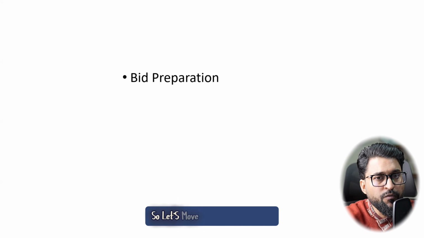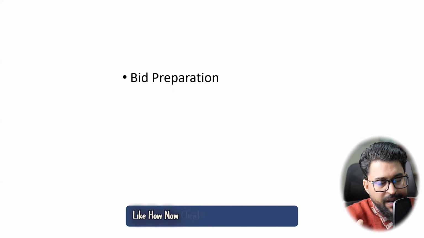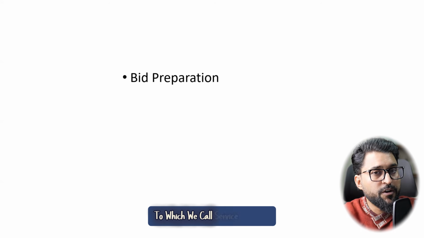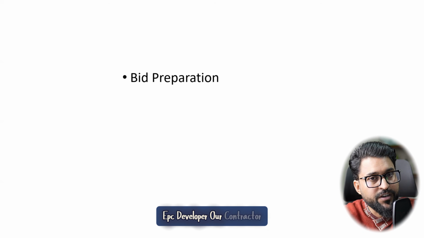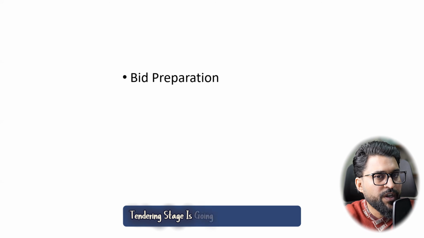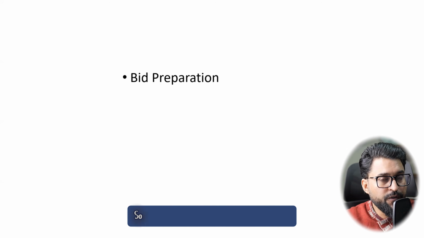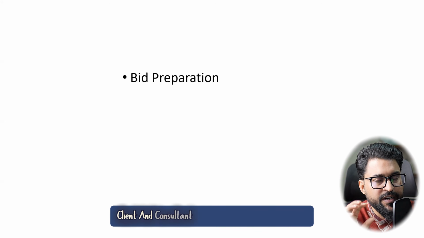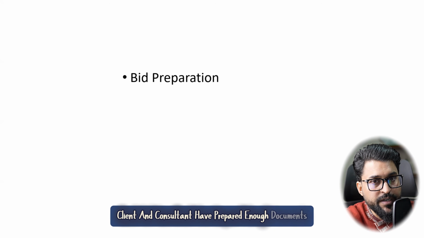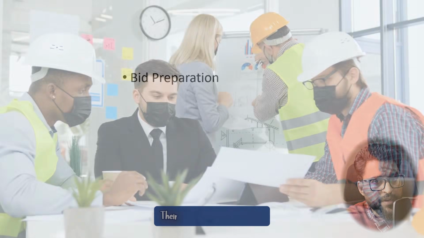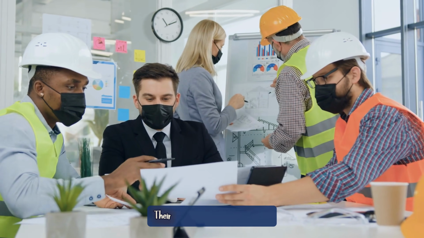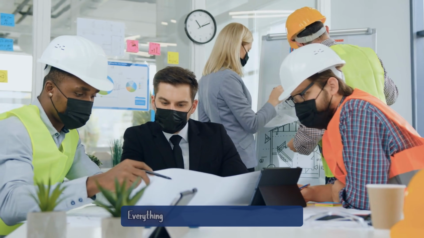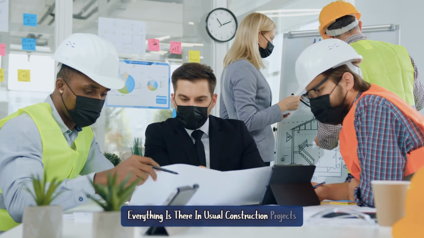So let's move on to the next slide, on how the client and consultants together are going to hire the third party, which we call the service company, EPC developer, or contractor. From here the tendering stage begins, like bid preparation. First of all, the project is ready, right? Just imagine the client and consultant have prepared enough documents in perspective of contract, their requirements, their codes, their design requirements. They have prepared each and everything. Cost is there, quantities are there, everything is there as in usual construction projects, right?